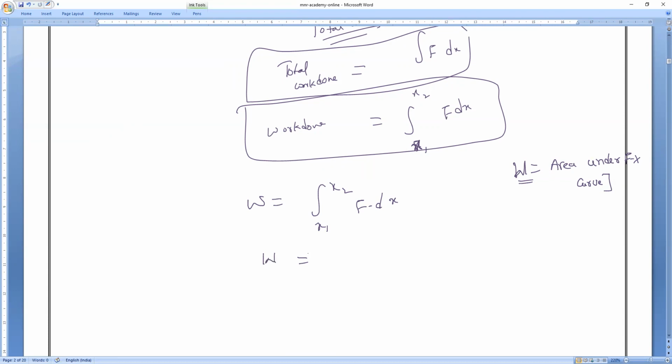Okay, so W is equal to F into S, but here what is F? F remains constant. So what is the work done formula? Work done is equal to force dot displacement. That's all it is.